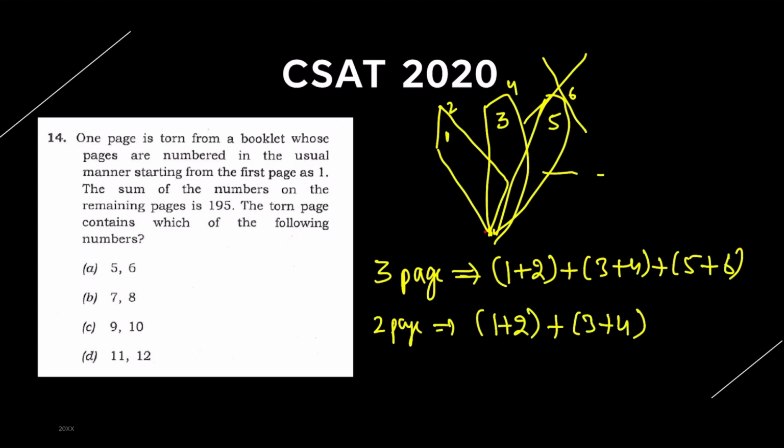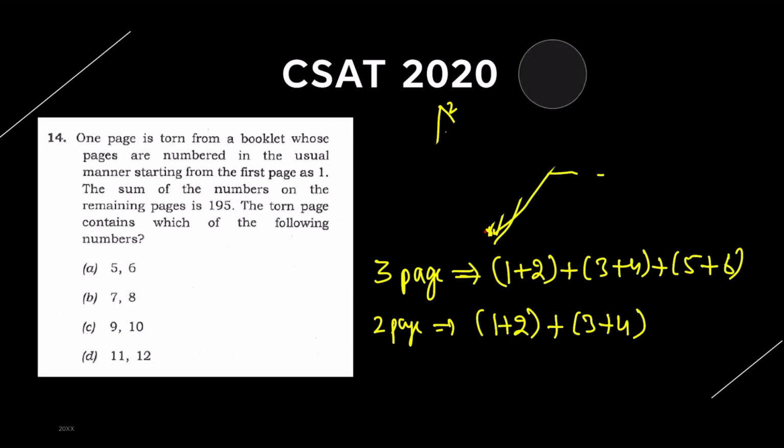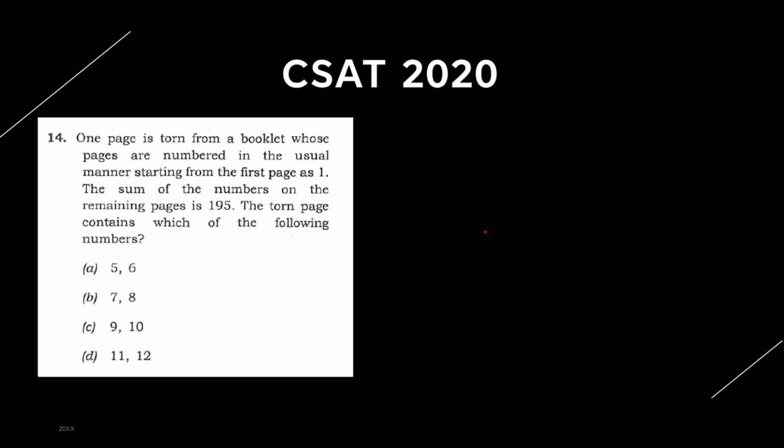Now they are asking you which page was taken out of it, right? I hope this is clear. Now since the question is clear, let's see. The sum of the remaining pages, after that page was taken, is 195. The torn page contains which of the numbers? Was it page number 5, 6, or 7, 8, or 9, 10, or 11, 12? Let's see.